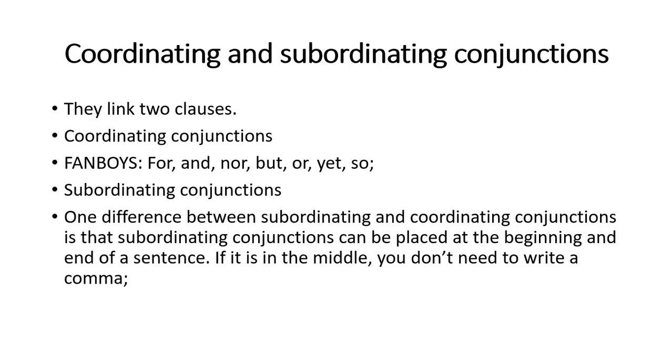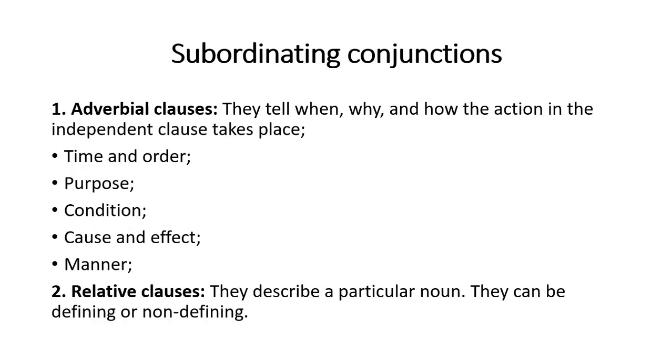One difference between subordinating and coordinating conjunctions, that is another difference, is that subordinating conjunctions can be placed at the beginning or in the middle of a sentence. If it is in the middle, you don't need to write a comma. So this is another difference.